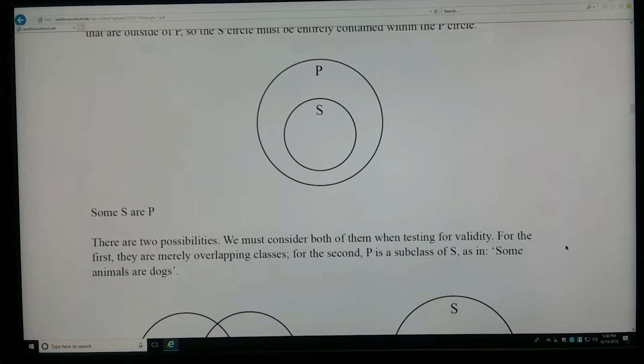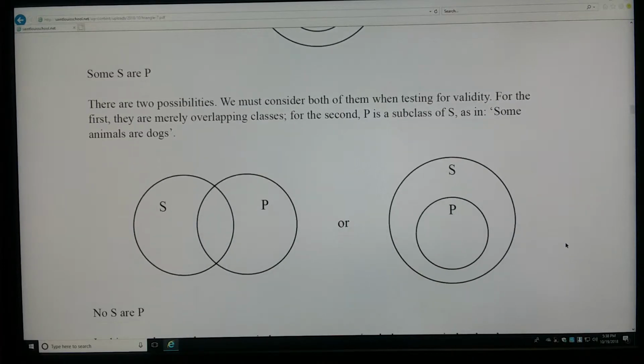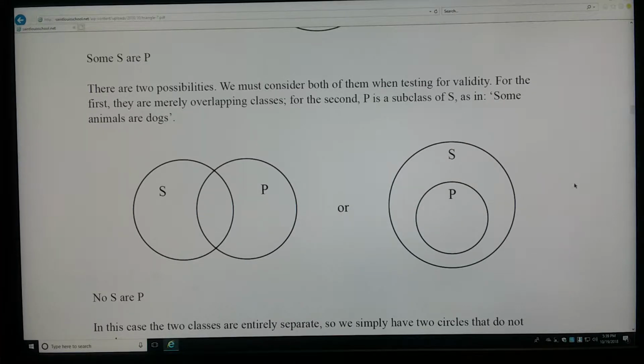Some SRP was the most difficult to figure out, and in order to diagram it, we have to consider 2 different possibilities, and we have to think about both of these when testing for validity. For the first type, they would just be overlapping classes, something like, some dogs are fast. That just means that the classes overlap in some area. For the second type, P would be a subclass of S, as in some animals are dogs. We have to consider both of these carefully when we come up with our diagrams.